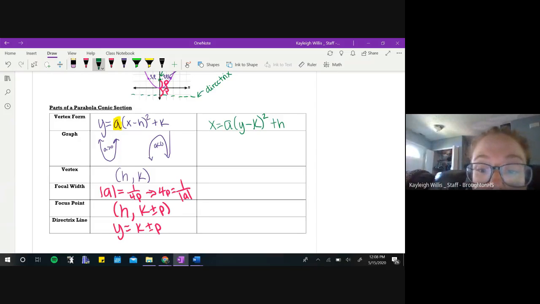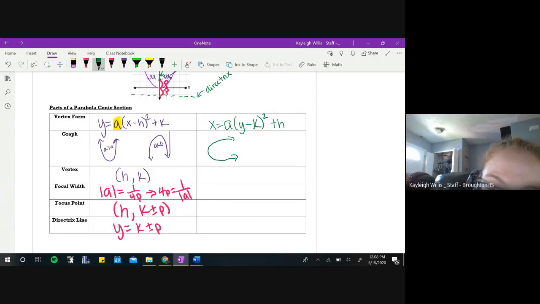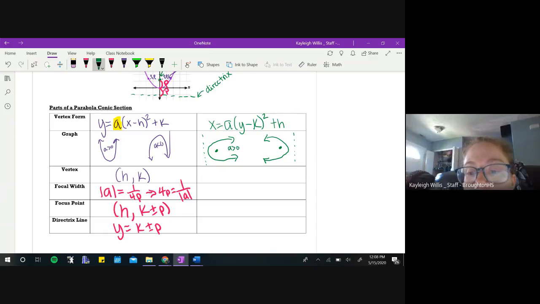So if A is positive, my graph looks like this. And my focus point would be on the inside and my line would be over here. So that's if A is positive. If A is negative, it's going to be the other way around. And my focus point is over here, and my directrix is over there. And this is if A is negative.